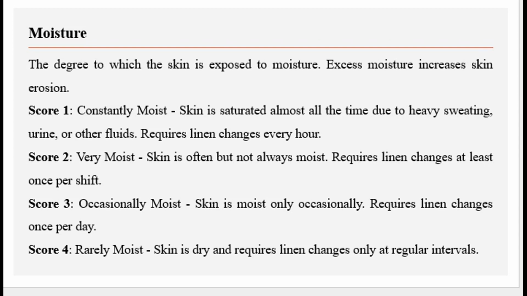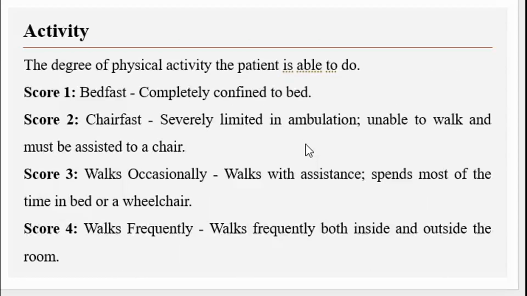Maybe for some other reason. For example, if a patient was eating food and some spillage happened, they will tell us, oh, please change. We can't consider that as moist. It has become dirty. So regular intervals means we only have to give score number 4. That is moisture. Let's see another component.